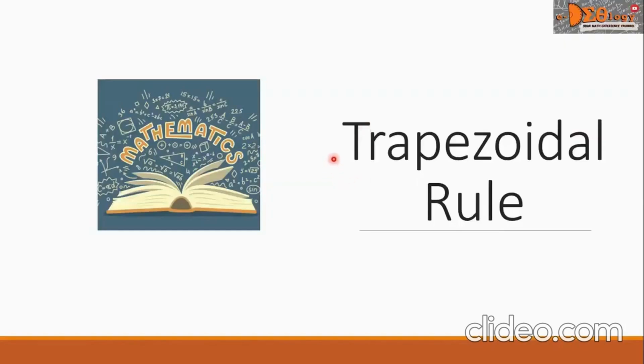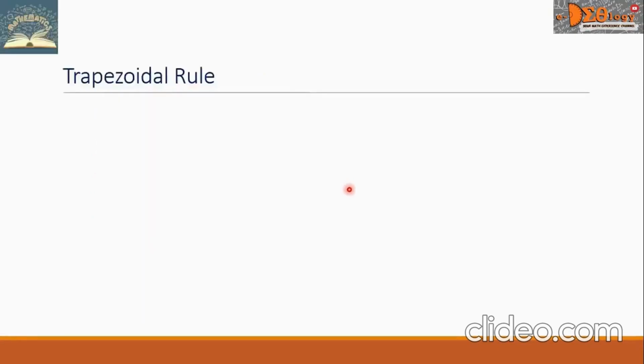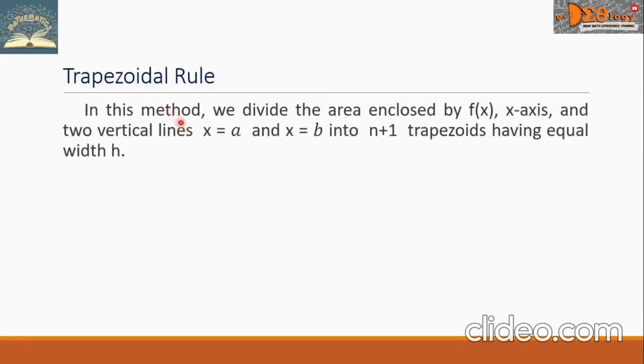Today we're going to study the trapezoidal rule. In this method, we divide the area enclosed by f of x, the x-axis, and two vertical lines, x equals a and x equals b, into n plus 1 trapezoids, having equal width, that is h.